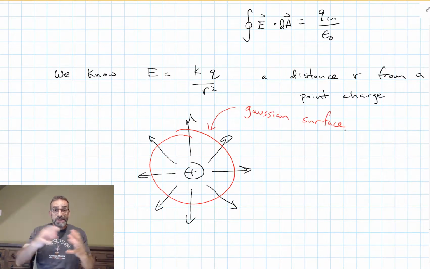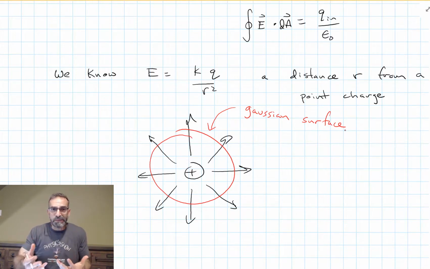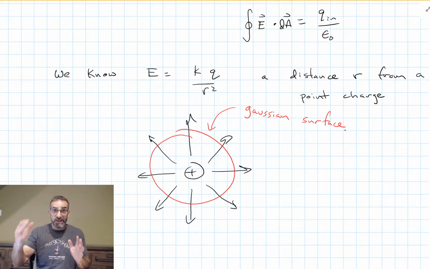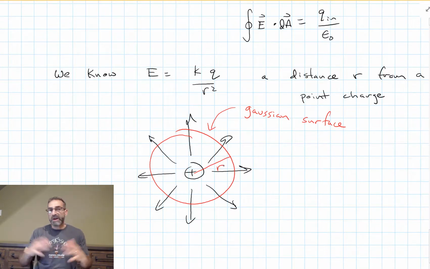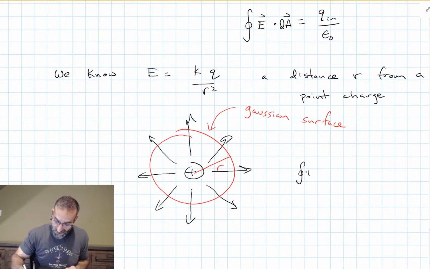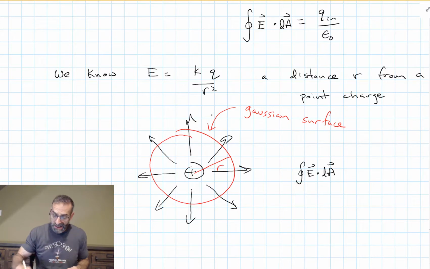And how big do I make my Gaussian surface? I make it where I want to know what the electric field is. So I don't really want to know at a specific place. I just want to know at some arbitrary distance r away from my point charge what the electric field is. So I'm going to call this distance little r, some arbitrary value that's a variable. So the integral of E dot dA over that closed surface, that red sphere that I drew, that Gaussian surface, is going to equal the charge inside over our constant epsilon naught.